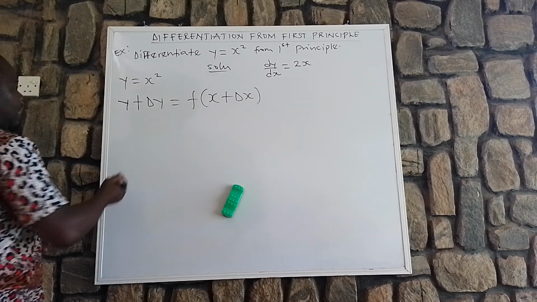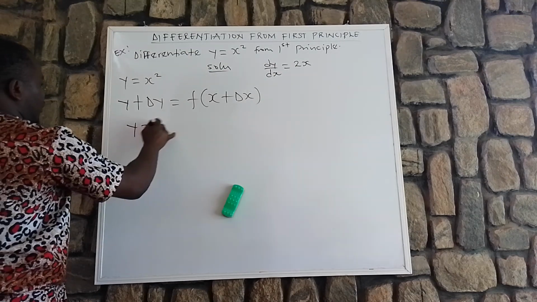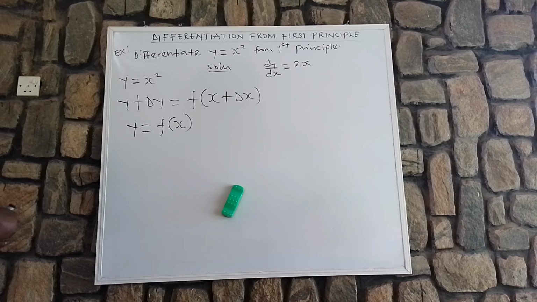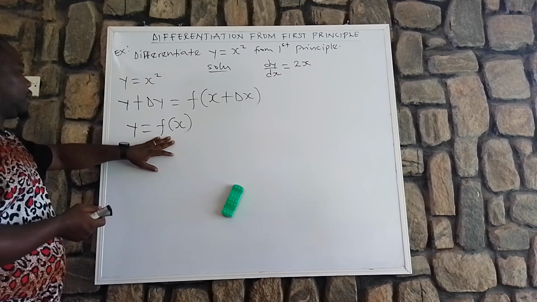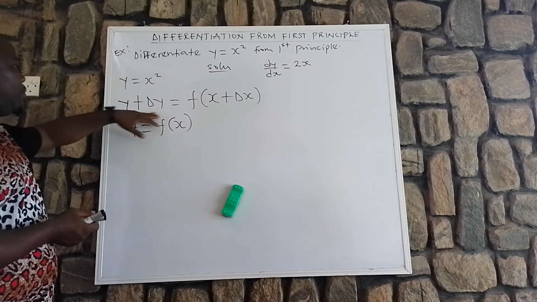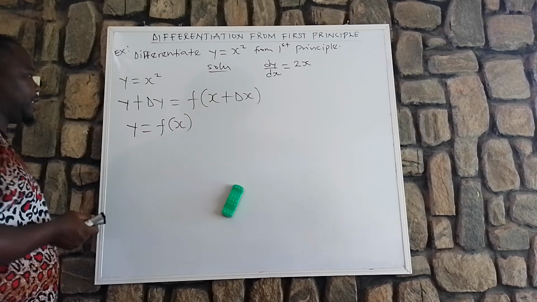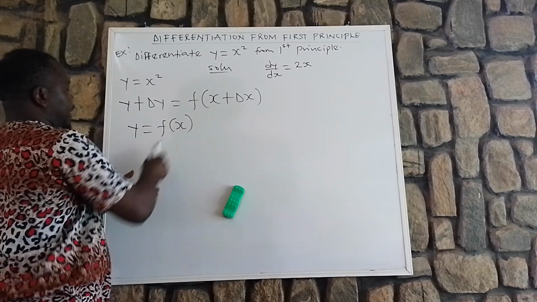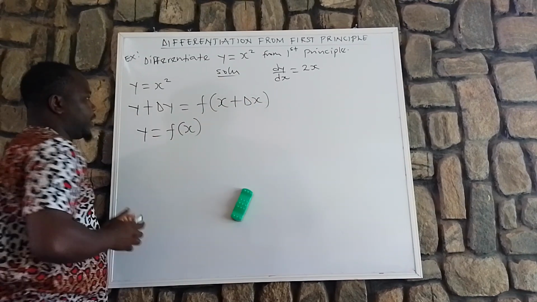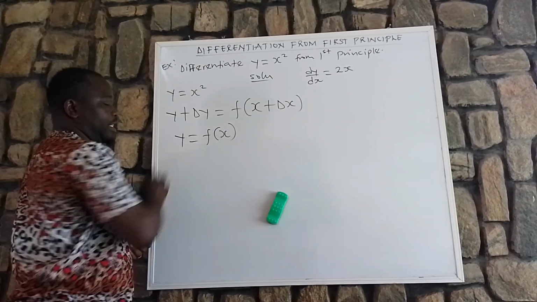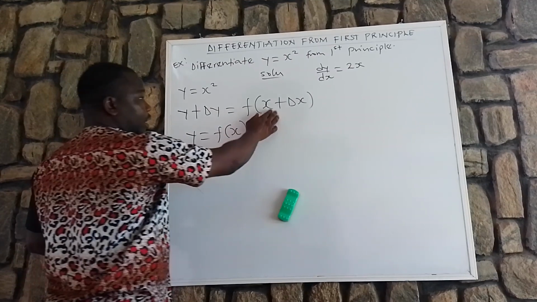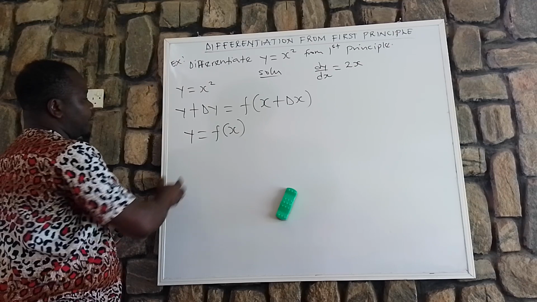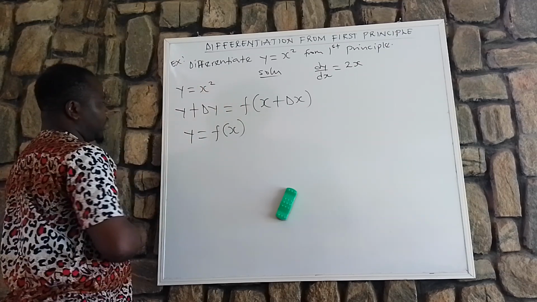Now, let us have a function, y equals f of x. Okay, this is a function, y equals f of x. Look at this formula. If you can see what I am saying, you discover that, most especially the right hand side, this and this, they are almost the same thing. Just that here we have only x, but here we have x plus dx. Okay.